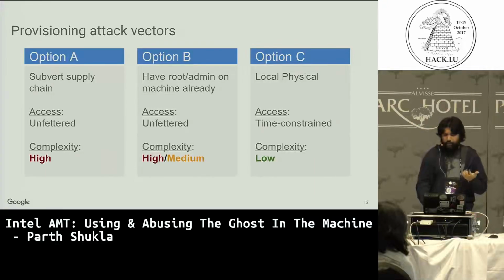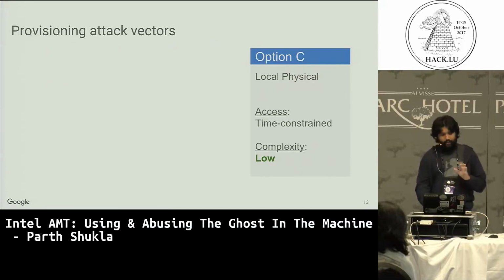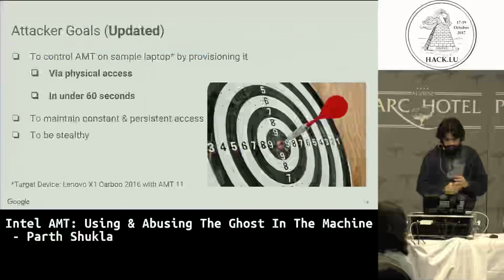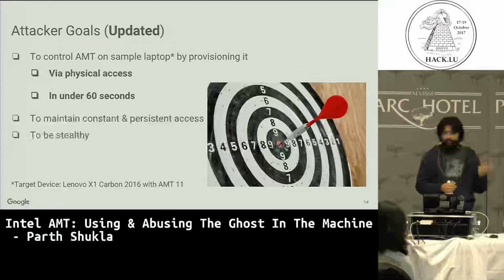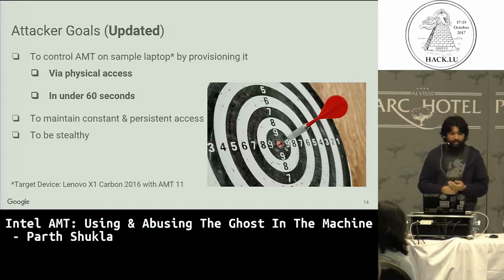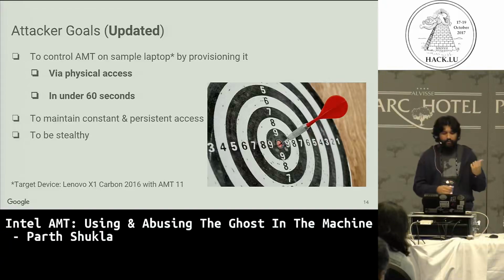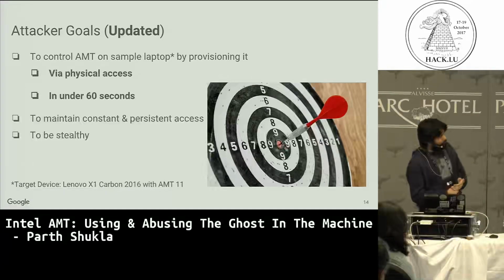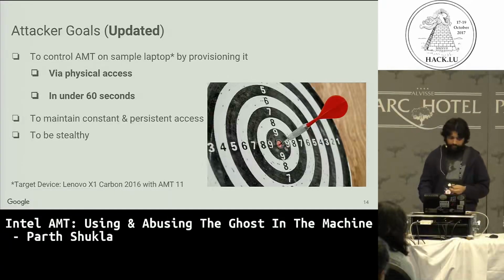So let's tweak our original goals now that we've picked this. The easiest attack vector requires physical access, so desktops are included. Laptops also travel and get left unattended, so to me this seems realistic. I've written Lenovo X1 Carbon 2016 here, but I've also tested it with a few other laptops. That's just a target device I used.